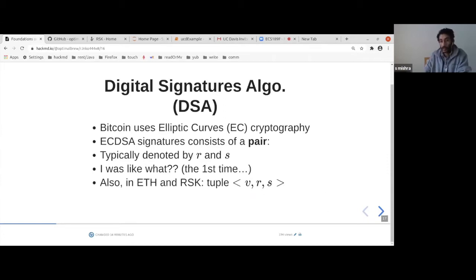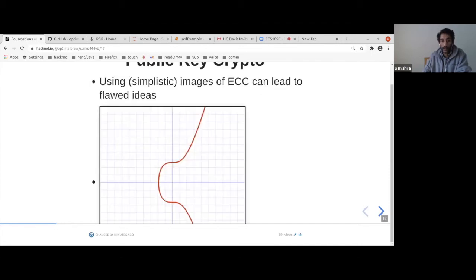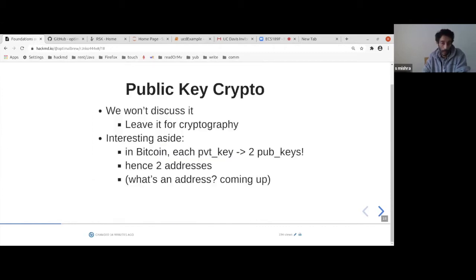At this point in most Bitcoin introductions, you'll see a picture like this for ECDSA, elliptic curve cryptography. I find these pictures in a short talk to be quite misleading, so I'll skip it and leave that for a crypto talk. But the interesting part is that in Bitcoin with ECDSA, each private key can be used to generate two public keys, and so two addresses. We'll see in a bit what an address is.